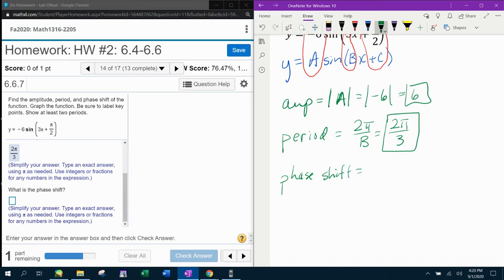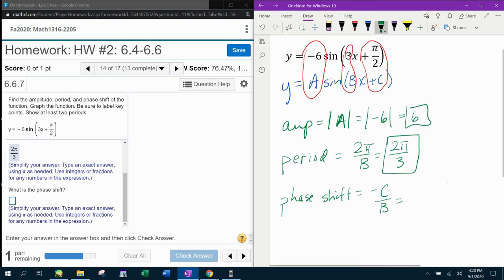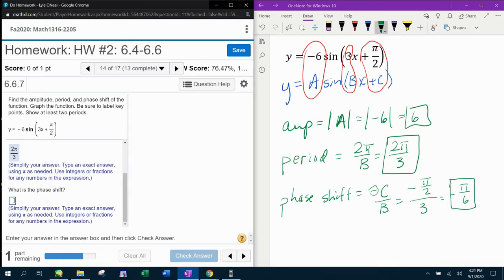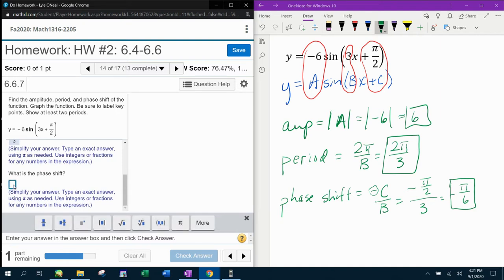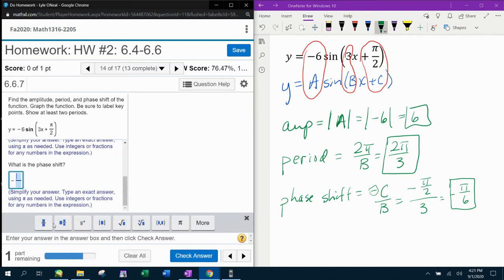So the formula for the phase shift is -c over b. And our value for c is pi over 2. Notice when I plug that in for c, it's going to get the negative attached. So that's negative pi over 2 over 3, which is going to simplify to negative pi over 6. So that is our phase shift, negative pi over 6.